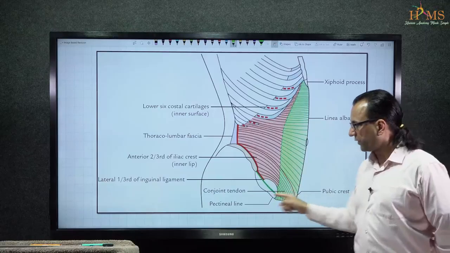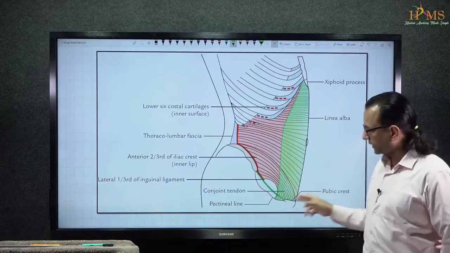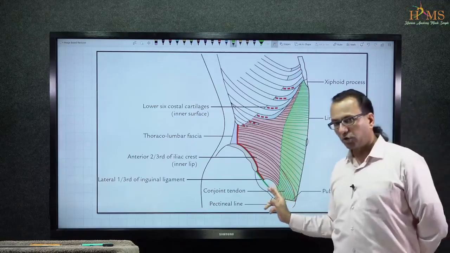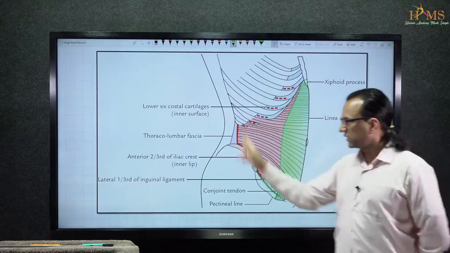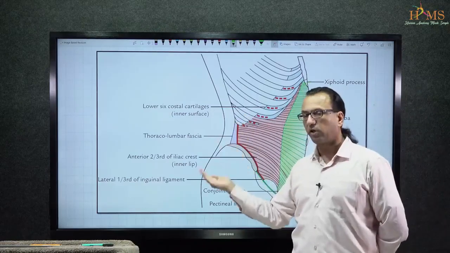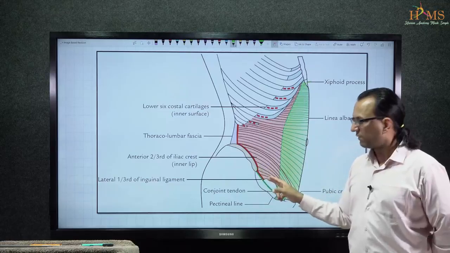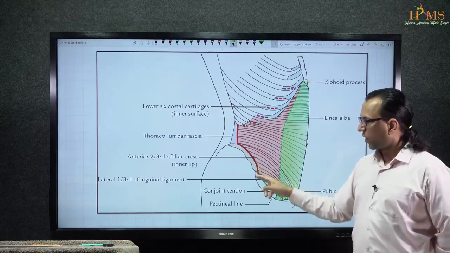So this is the point where you have the conjoint tendon, and that was the marking which we were talking about. There is a linea alba in the midline. This is linea semilunaris, where you'll find the muscle fiber become aponeurosis, and then you can see this is thoracolumbar fascia, which is giving origin to the muscle. There is an inguinal ligament also, which is having some fibers attaching to the transversus abdominis muscle.